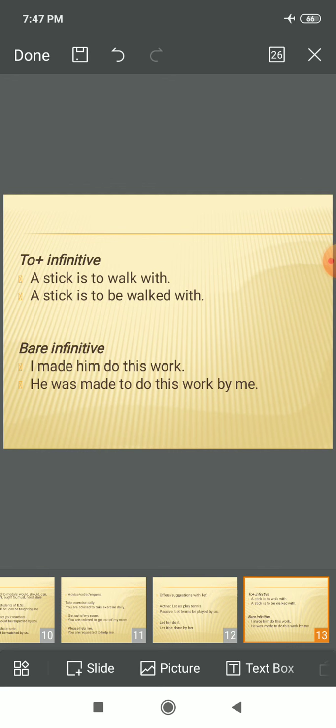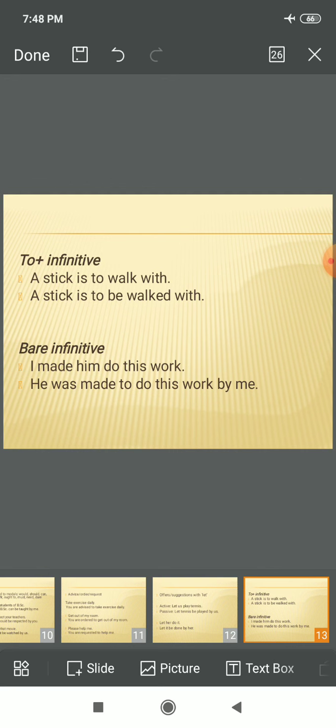So outwardly it seems simple, right? A stick is to be walked with. We need to add be. A stick is to be. And the golden rule, wherever the form is first, be it second, be it third, in passive we use the third form. Walk will become walked here.